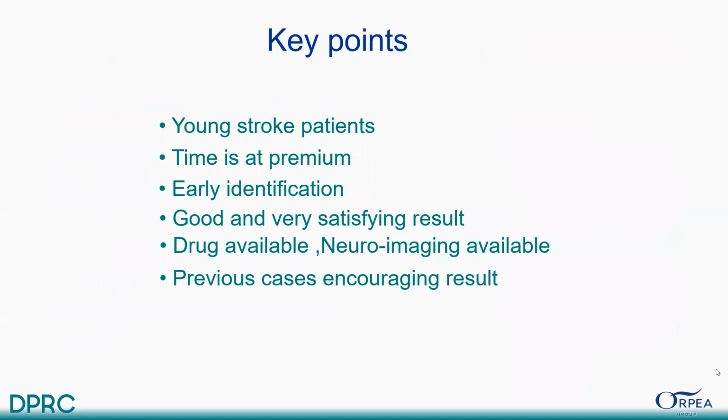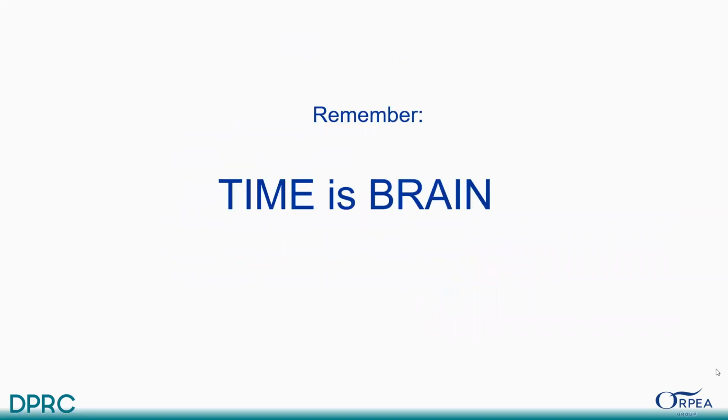As we said, time is at a premium. In young stroke patients, early identification gives good and very satisfying results. Drugs are available, neuroimaging is available. We have to make sure of all of these if we have a stroke patient. And remember, time is brain.